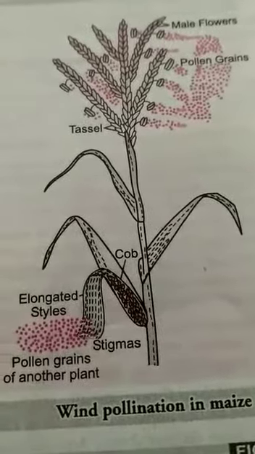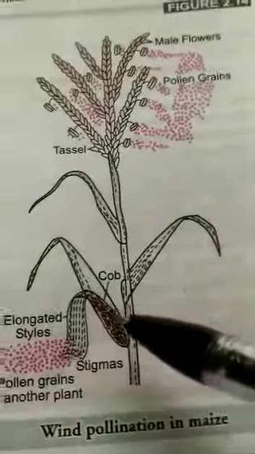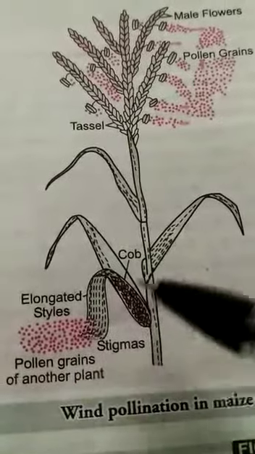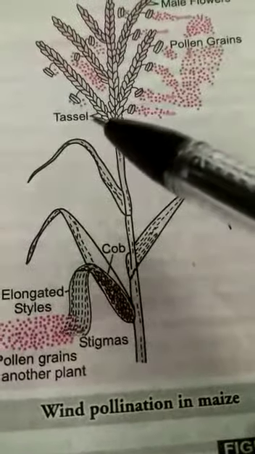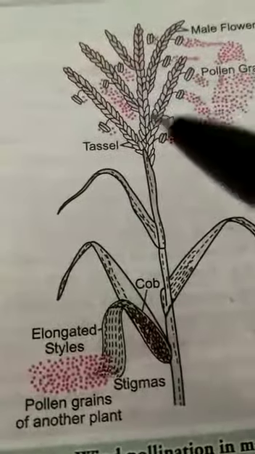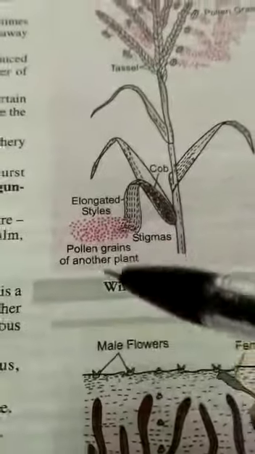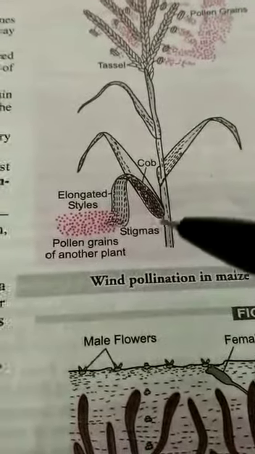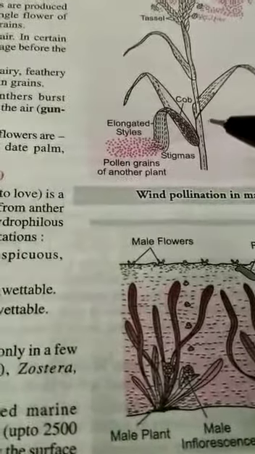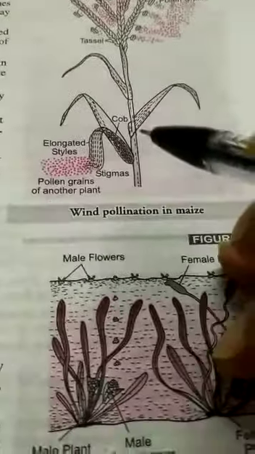See that one? That is the cob. You can see the cob. See here the elongated styles. You can see the pollen grains of another plant. See this maize plant. This is the tassel. You see the pollen grains all liberated. These are the male flowers, and the pollen grains are all being liberated. So in the case of wind pollinated plants, we come across stigmas that are not sticky. They are very large, hairy and feathery. So this is an example of wind pollination in maize.